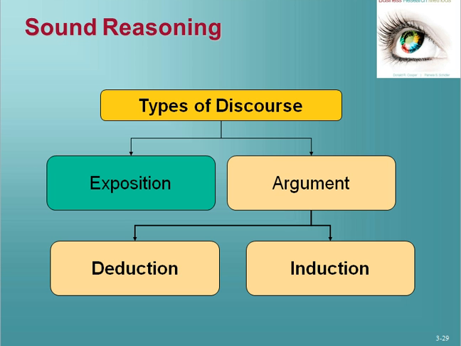Sound reasoning. There are 4 types of discourse here. Exposition consists of statements that describe without attempting to explain. Argument allows us to explain, interpret, defend, challenge, and explore meaning. There are 2 types of argument: deduction and induction. Deduction is a form of reasoning in which the conclusion must necessarily follow from the premises given. Induction is a form of reasoning that draws conclusions from one or more particular facts or pieces of evidence.